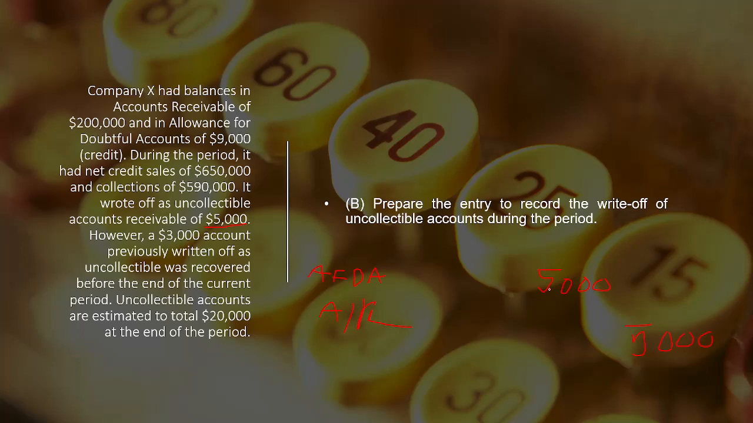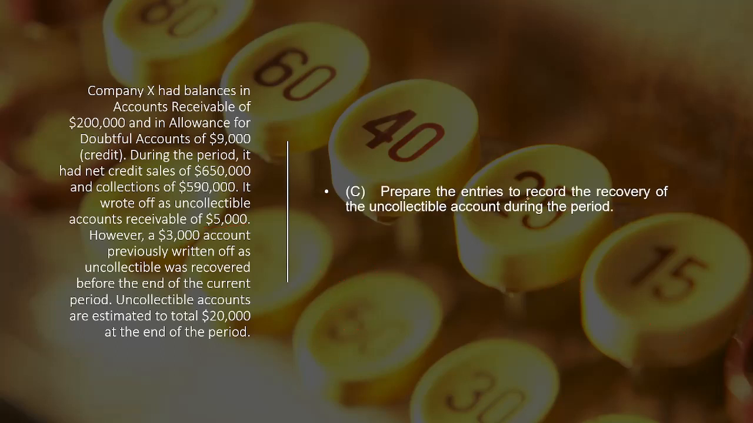Next one. Prepare the entries to record recovery of uncollectible amounts during the period. We have to read the text. However, and here we go, this is what we want. So we debit accounts receivable, obviously. That's an easy one, $3,000. And then we credit allowance for doubtful accounts for $3,000 as well, in order to get it correct.